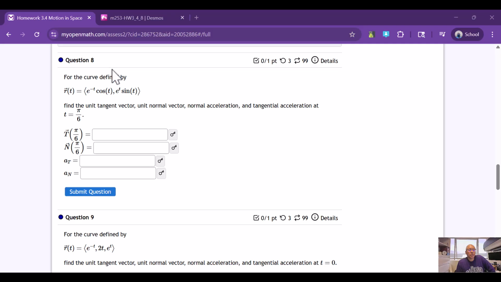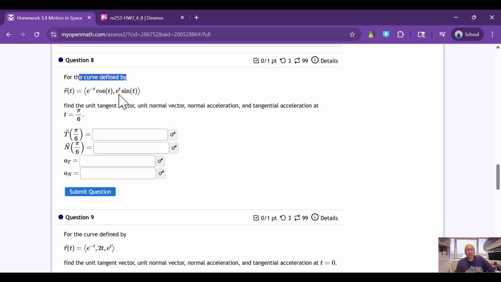Hello there. We're going to do a homework problem using Desmos. And yeah, let's take a look. This is question number 8 from section 3.4. And then it says the curve is defined to be this. R of t is equal to this complicated looking thing.